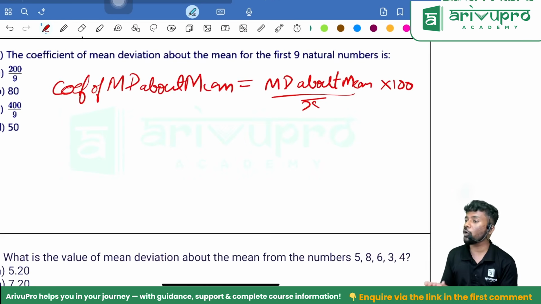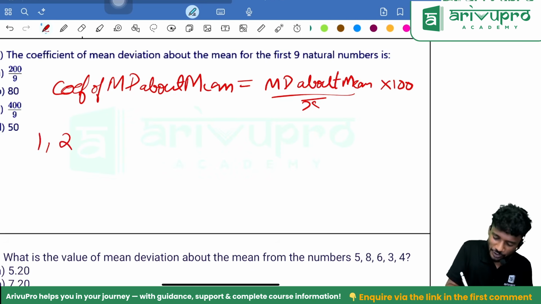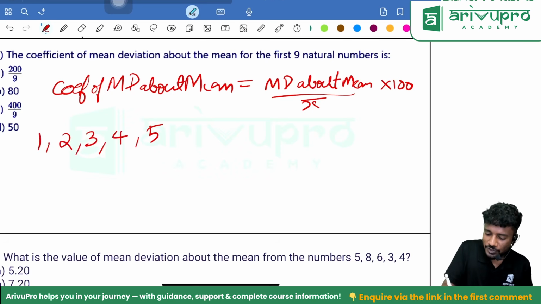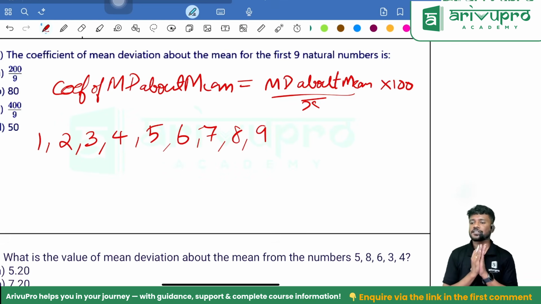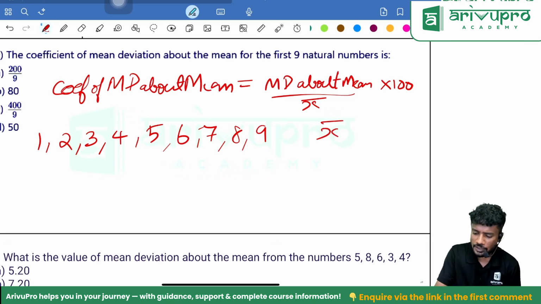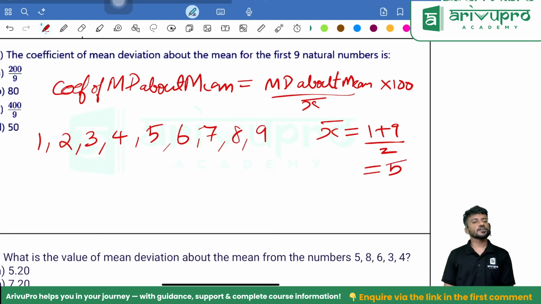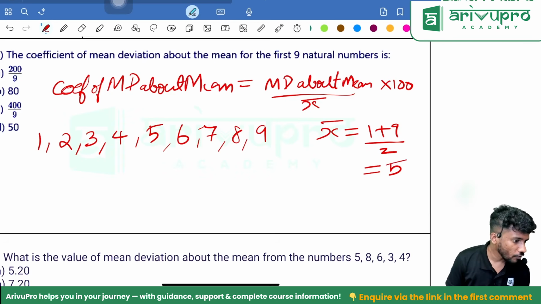Now, how to find mean deviation about mean for the first 9 natural numbers? First of all, you need to know what the first 9 natural numbers are: 1, 2, 3, 4, 5, 6, 7, 8, 9. Now, what is the mean for this set of observations? Here it is equal spacing, so mean can be written as 1 plus 9 divided by 2. So, we got the value of mean as 5.